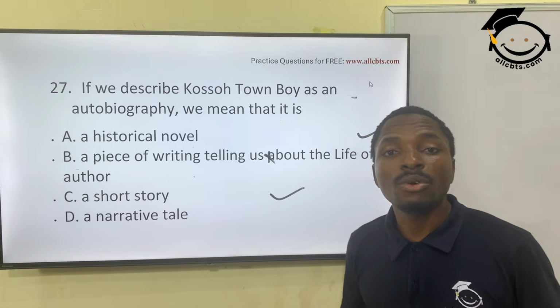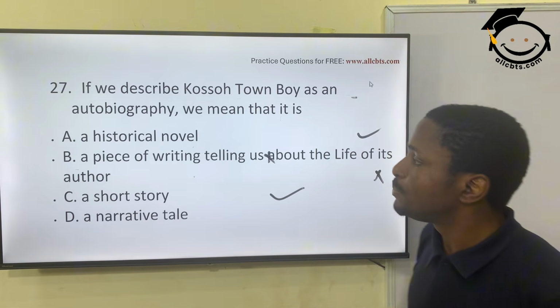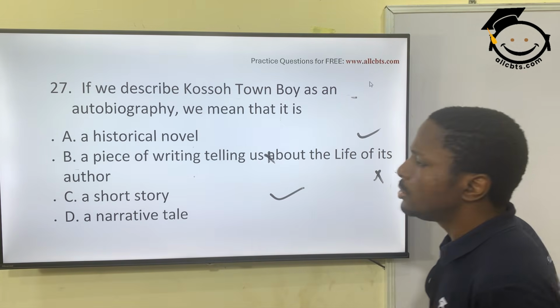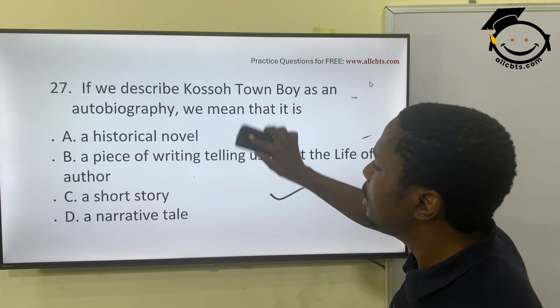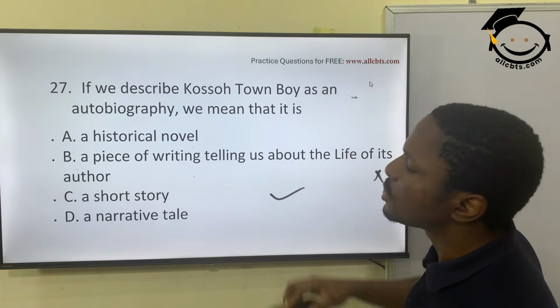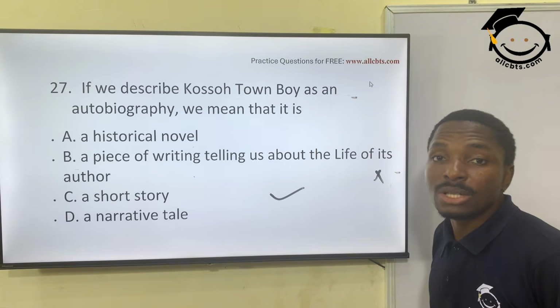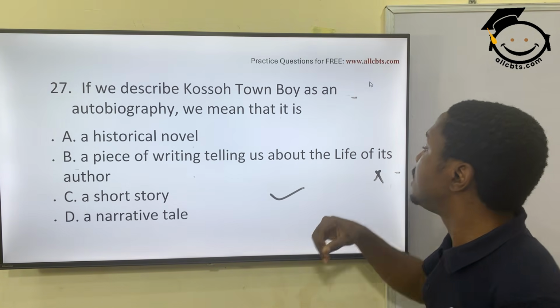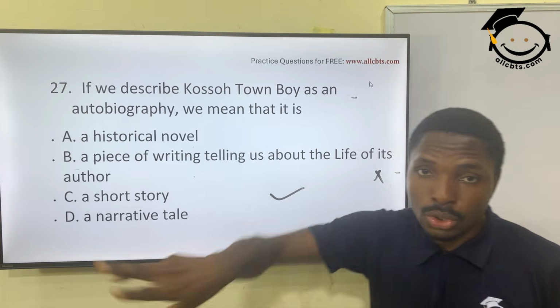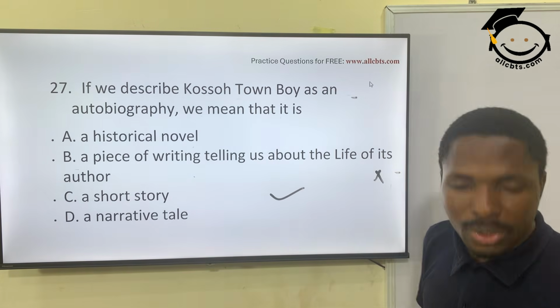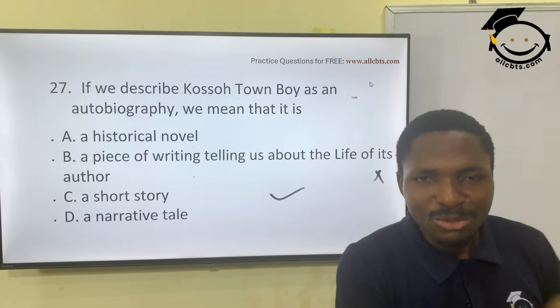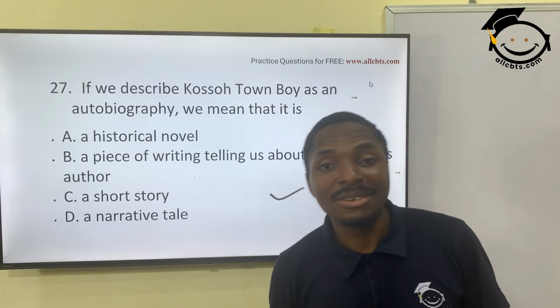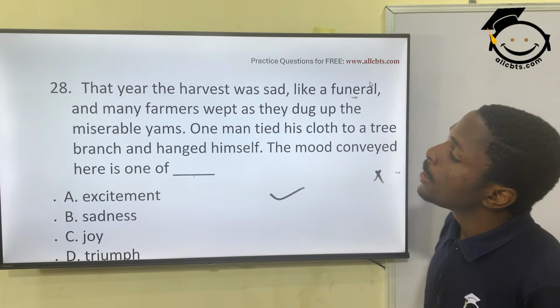Then 27, if we describe Kongi's Harvest Town Boy as an autobiography, we mean that it is what? Okay, simply, what is an autobiography? A historical novel? No. A piece of writing telling us about the life of its author? Yes. That's what an autobiography is. An autobiography is a piece of writing telling us about the life of the author. Autobiography. What about biography? Let me know in the comment section what the biography of a person is.